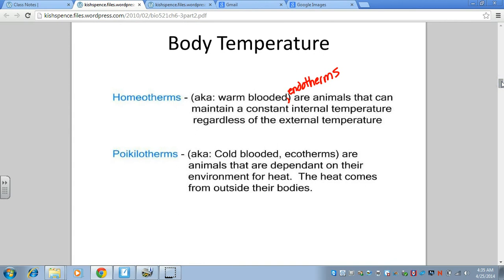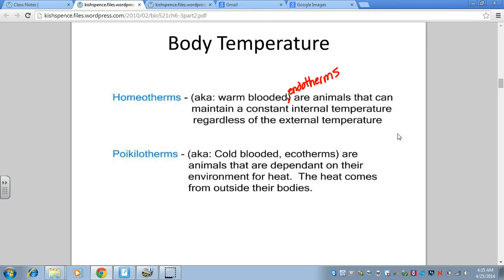In terms of body temperature, chordates are either homeotherms or poikilotherms. Homeotherm is just another name for endotherms or warm-blooded organisms, and that just means that we can maintain our own body temperature. If the temperature gets colder, then we'll burn more food stuff. We'll break down more things in order to release heat on the inside, and that helps us to keep a fairly constant temperature on the inside.